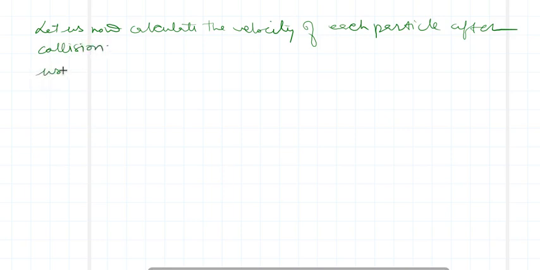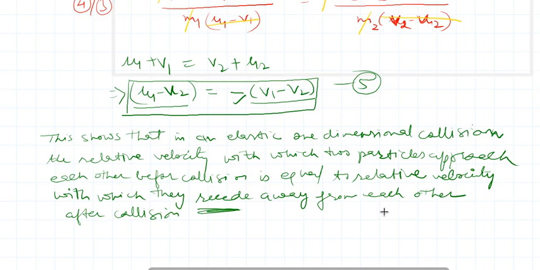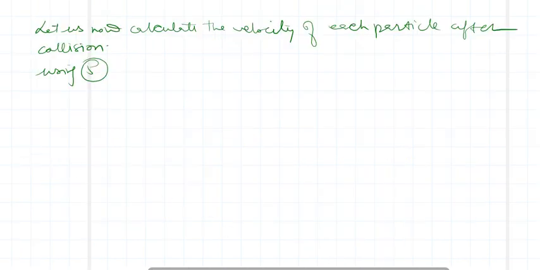So using equation 5, let me go back. This is equation number 5, so I am using this equation. Using this equation, I can calculate V1 and V2. V1 can be written as V2 plus U2 minus U1, and V2 can be written as V1 plus U1 minus U2.